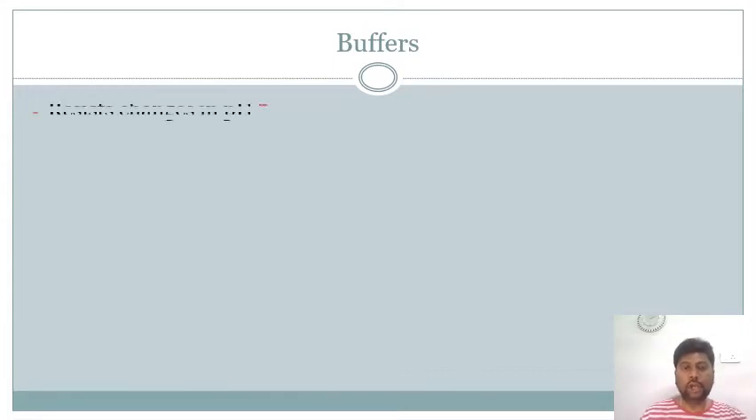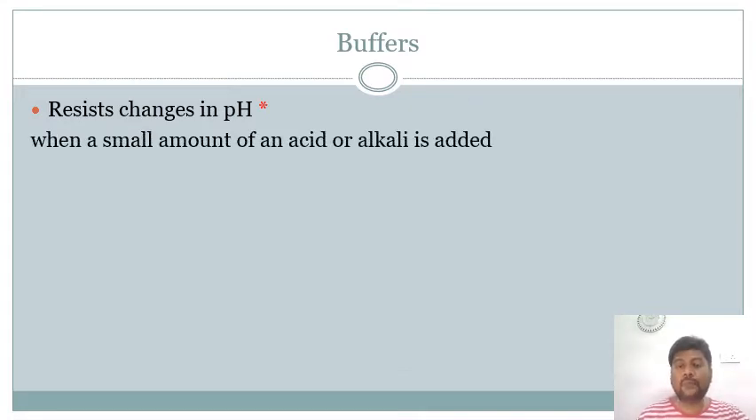Buffers are compounds which resist changes in pH, but they can resist only when a small amount of acid or alkali is added. If a large amount is added, they cannot withstand. So buffers are defined as compounds which resist the change in pH only when a small amount of an acid or alkali is added.